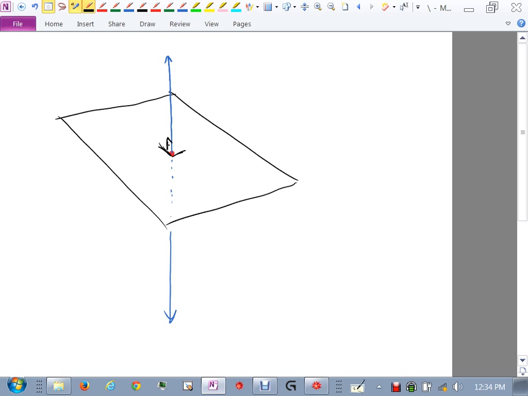Well, if we're asked to find the equation of the normal line, how do we find equations of lines in this class? What do we need to find the equation of a line? Point and direction. Do you have a point? Yes. Do you have a direction?